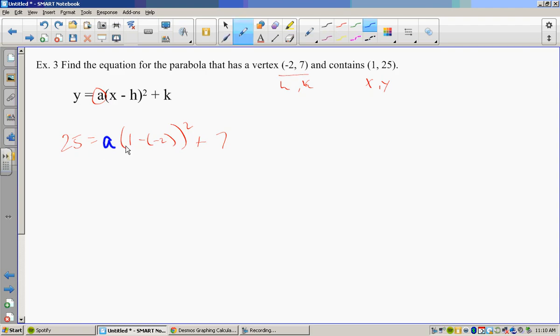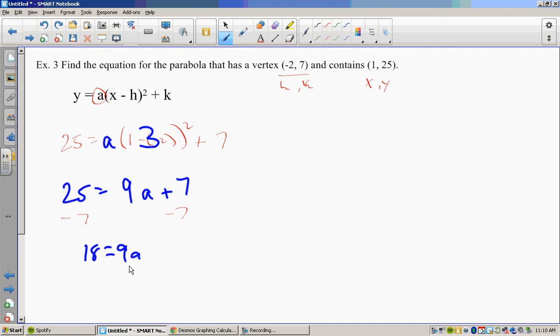So let's do some quick math. 1 minus -2, that's actually 3. So we'll have 25 equals, and then 3 squared is 9. Then you have the a with it, and then plus 7. So we can solve this fairly easily now. Subtract 7. We get 18 equals 9a. Divide by 9. You know a is now 2.